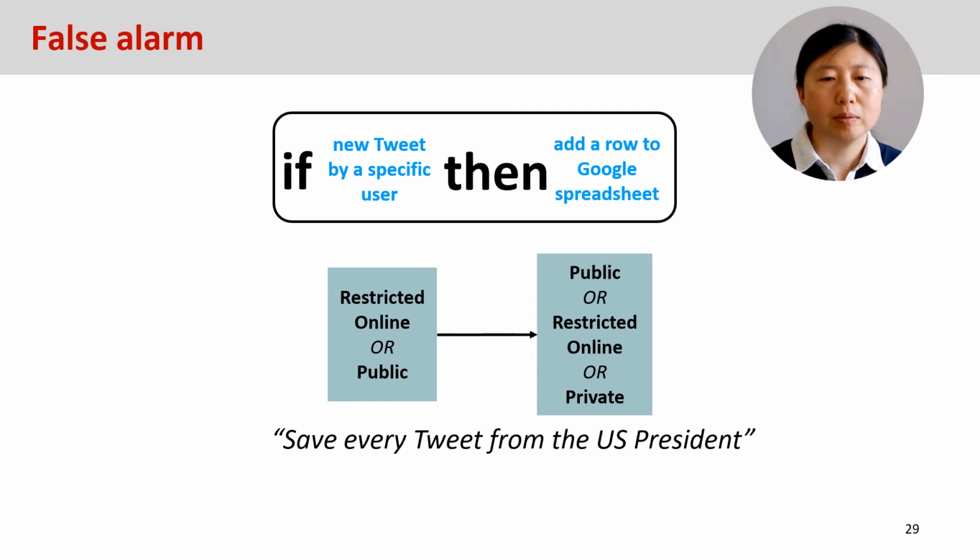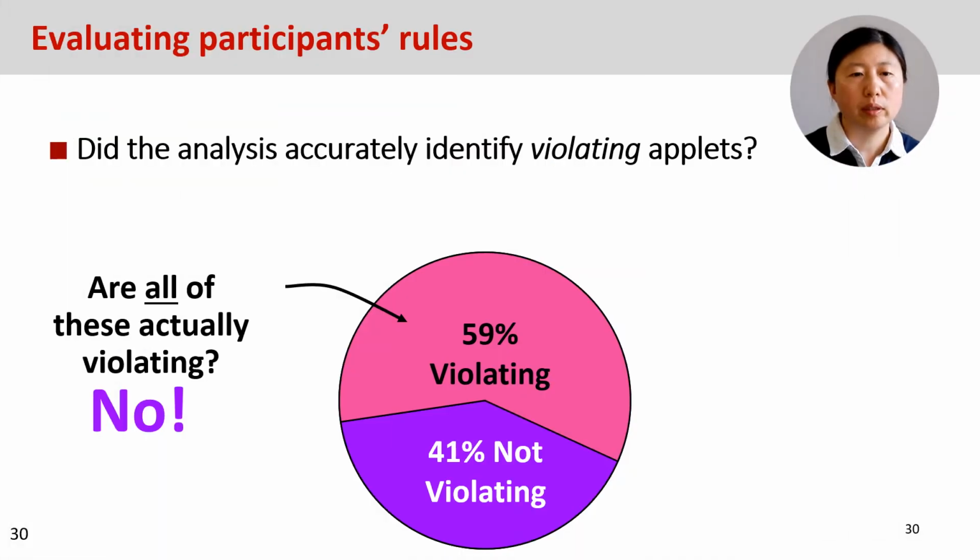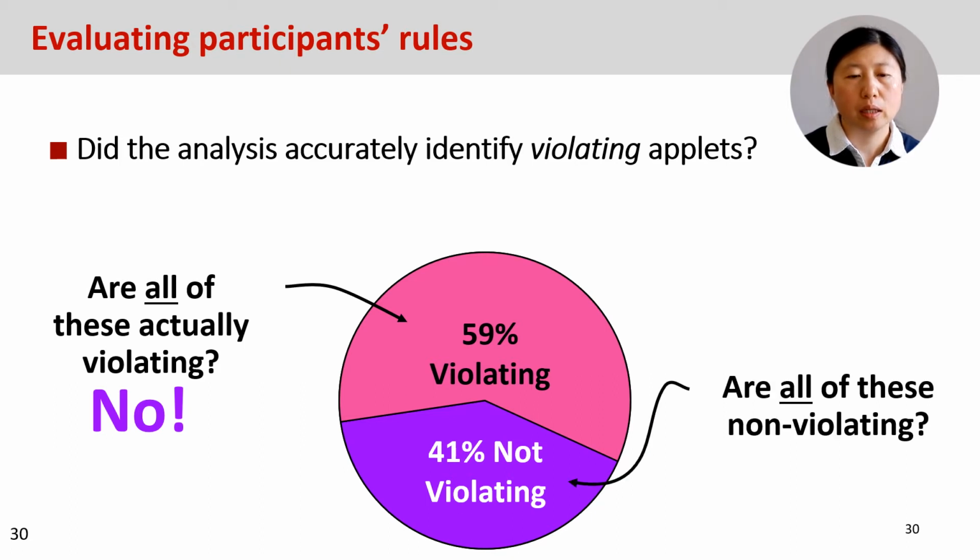When we look at the participant's rule, it says save every tweet from the US president. Now, because this tweet is actually public, there isn't any violation in this user's rule. This is a false alarm raised by our analysis tool. So the answer to the question of whether all the applets flagged as violating by our analysis tool are actually violating is no. What about the other side? Are all the applets marked as non-violating actually not violating?